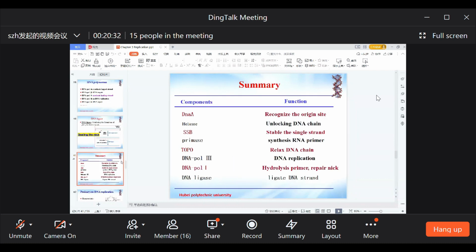Okay, to summarize: helicase, DnaA, recognizes the origin site, and helicase DnaB unwinds the DNA chains, destroying the hydrogen bonds. SSB stabilizes the single strand, and primase synthesizes the primer. Topoisomerase 1 and 2 relax the DNA strand. DNA polymerase 3 catalyzes the DNA replication. DNA polymerase 1 repairs the gap and links it together. And ligase links the DNA strand fragments.